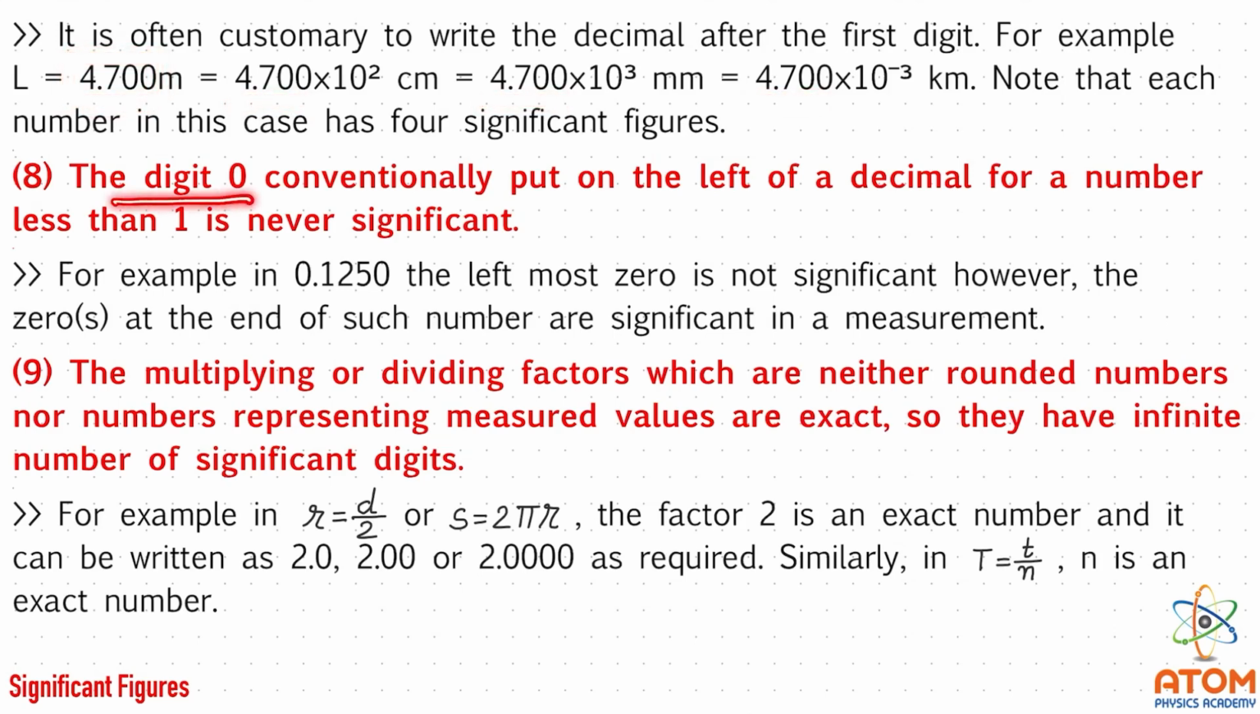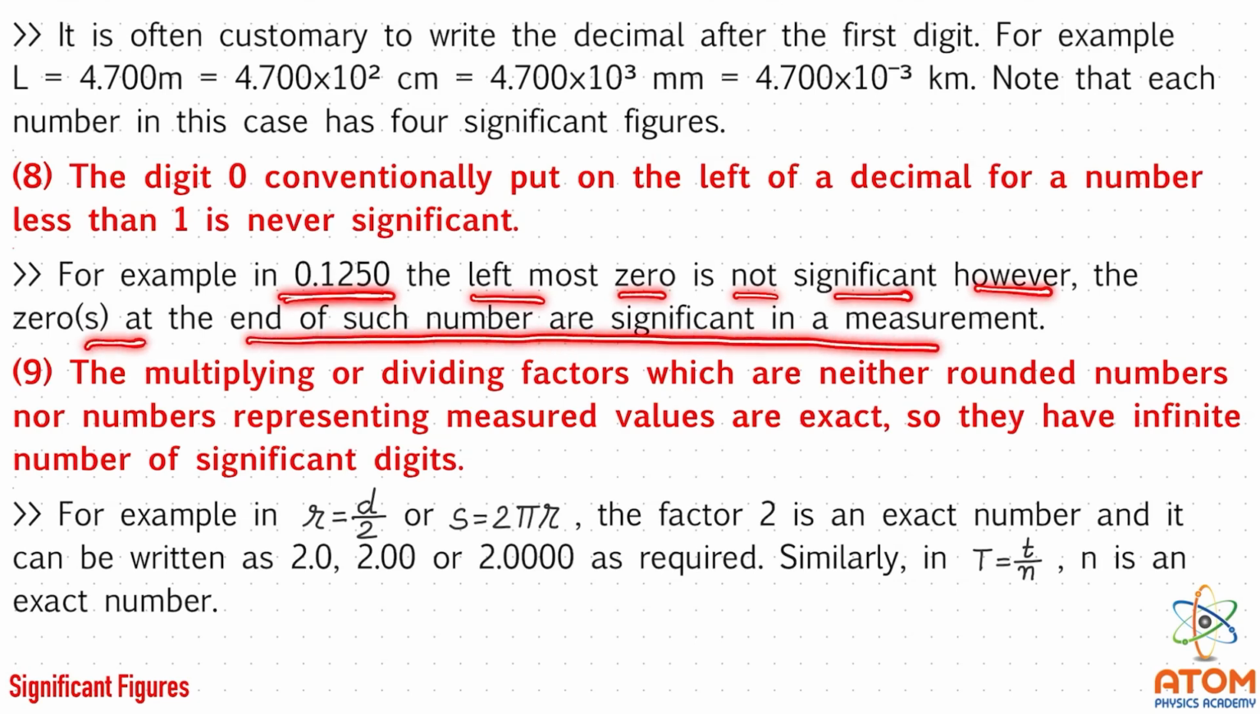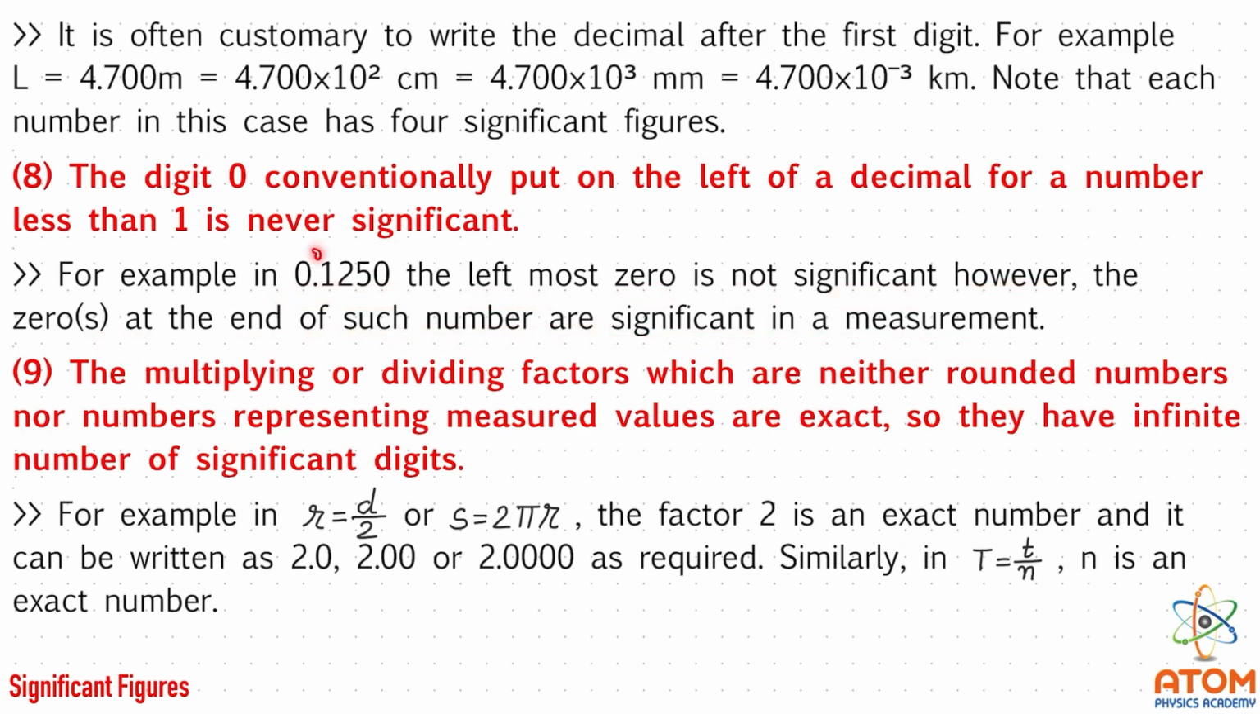Now, the digit 0 conventionally put on the left of the decimal for a number less than 1 never is significant. This we know already. For example, if you write 0.1250, the leftmost 0 is not significant. However, the 0 at the end of such a number is again significant in a measurement. This 0 is not significant, but this 0 is significant because this is having a decimal and this is considered to be a trailing 0, so it is significant.